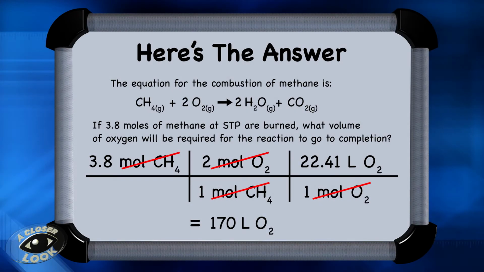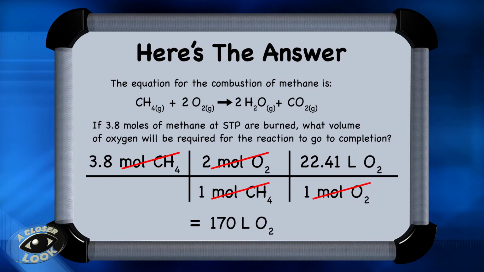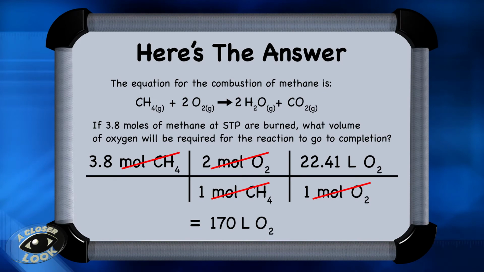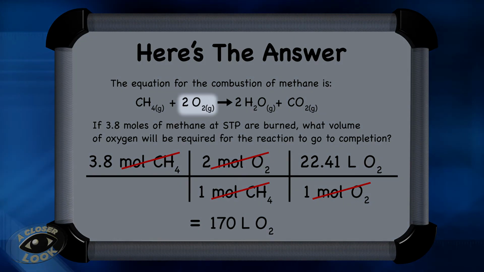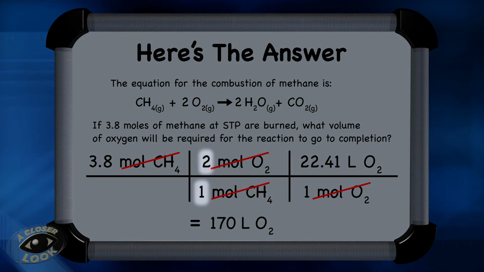Now let's see how you did. Your work should look similar to this. You started with 3.8 moles of methane, then brought the units down, moles of methane, and in this first step you converted from moles of methane to moles of oxygen. There is an understood 1 in front of methane in the balanced chemical equation, and there is a 2 as a coefficient in front of oxygen. That's where the 1 and the 2 came from that you put here and here.